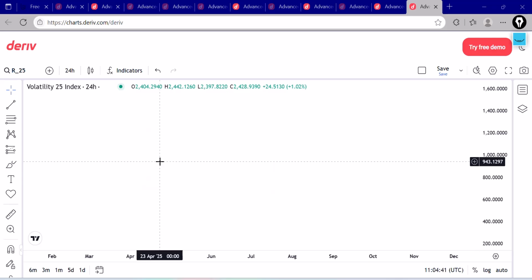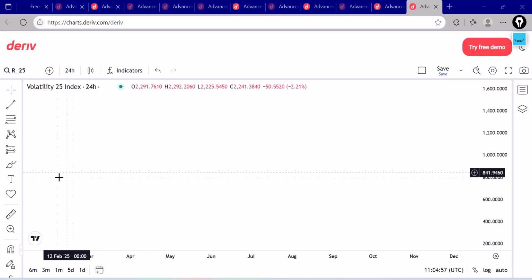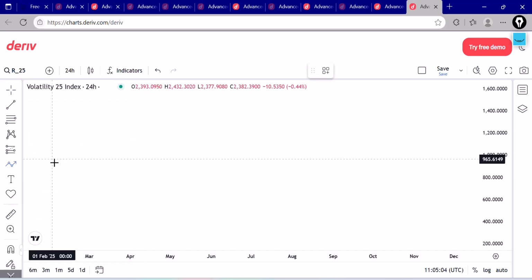So it forms when price drops in an area and then sharply moves up. What this shows is that smart money placed big buy orders there. So in this situation, traders look to buy when price returns to the zone. So let's give an example of a demand zone.